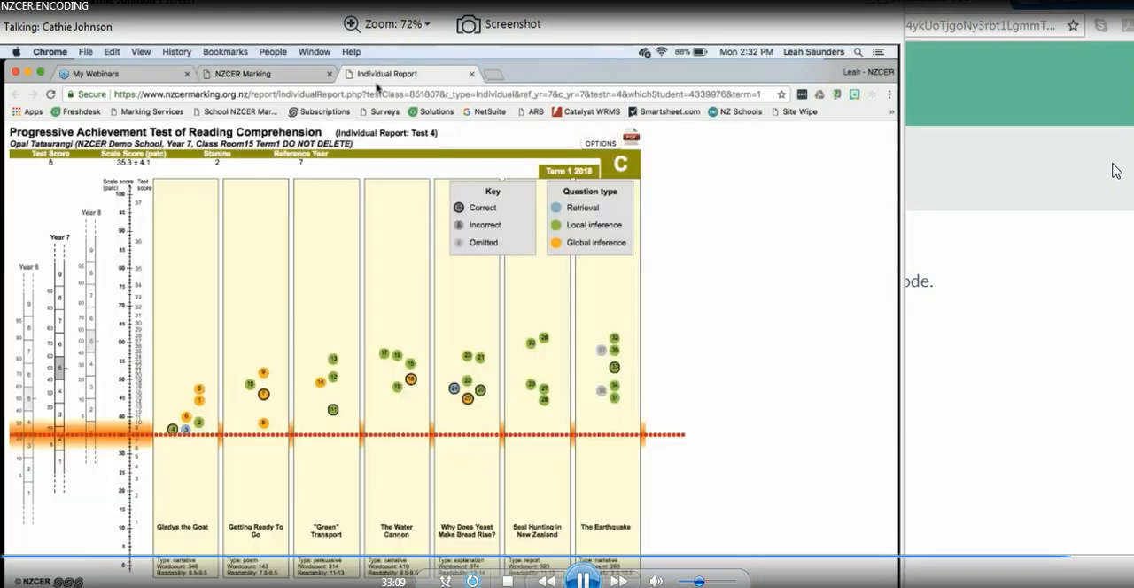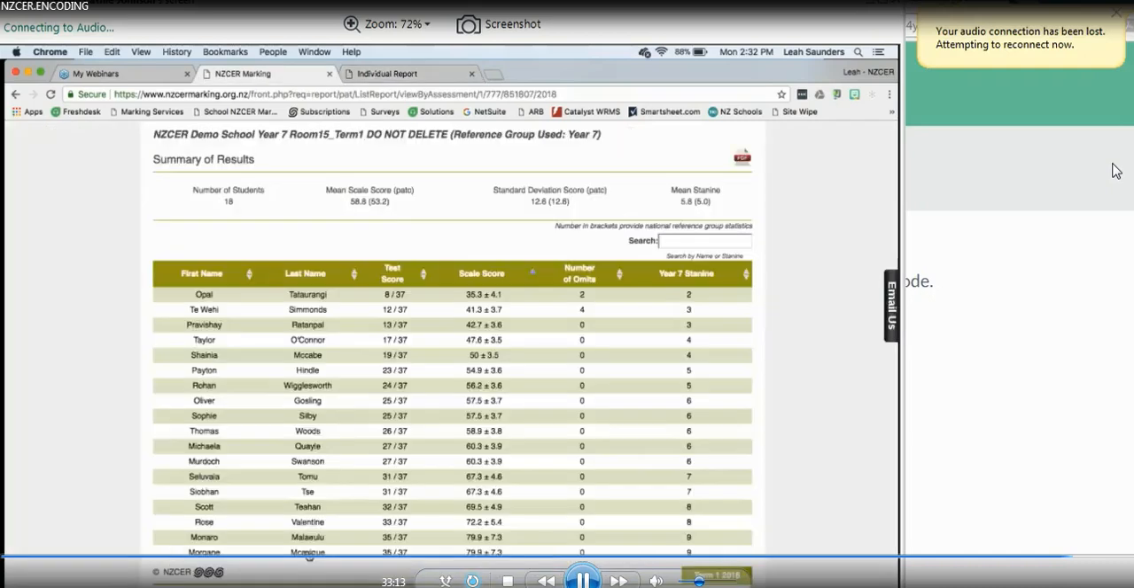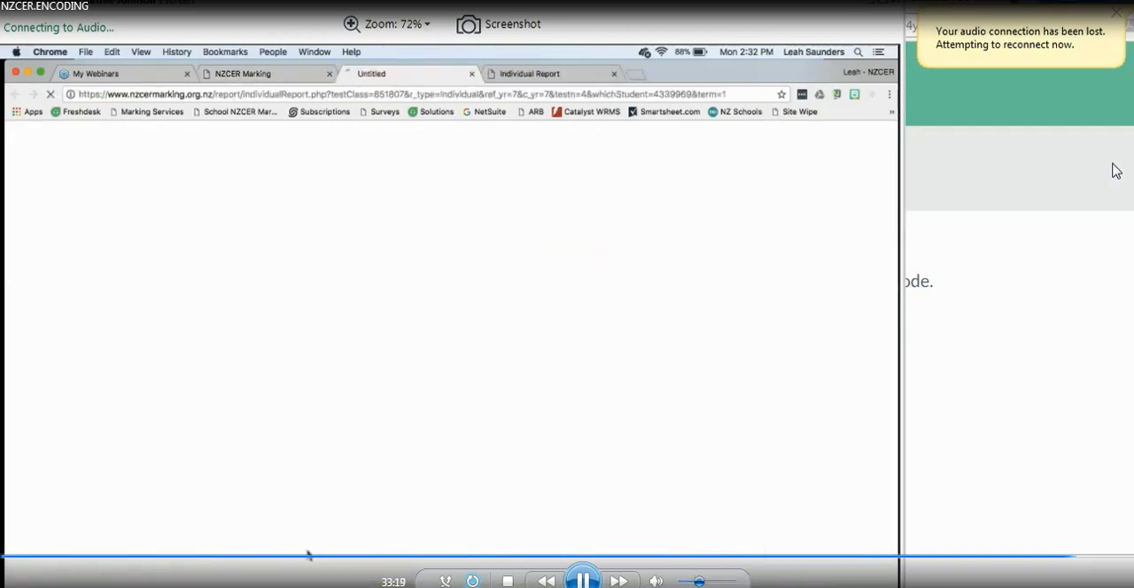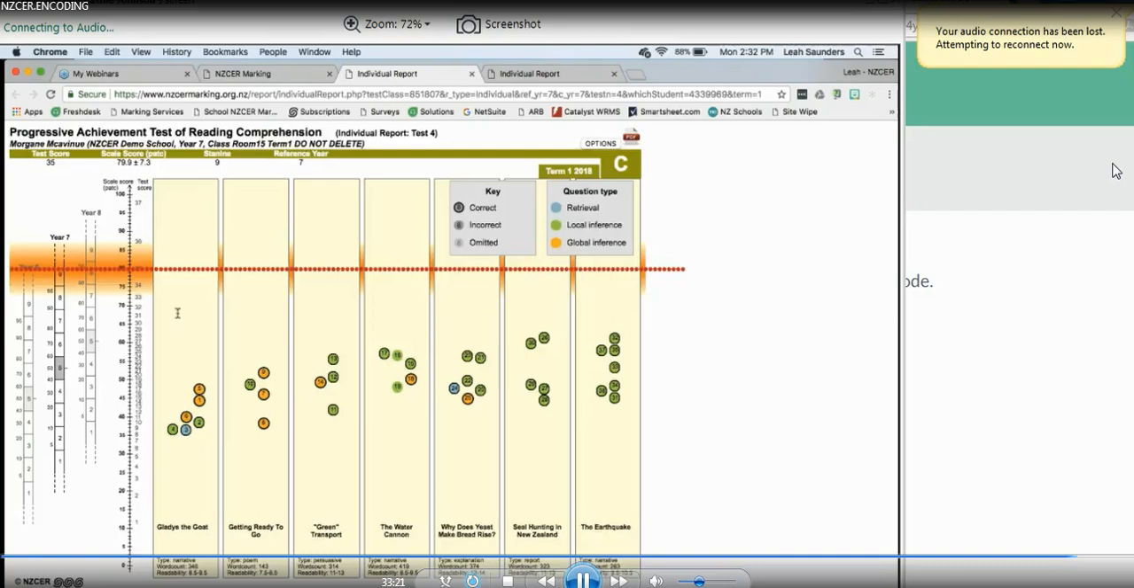Okay, so that's an example of a test being too hard for a student. Here's an example of a test being too easy for a student. So this is the same test. All the dots are against the same places on the scale, but the student sits up here.